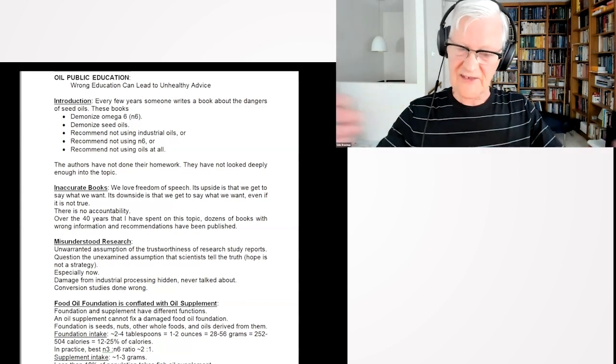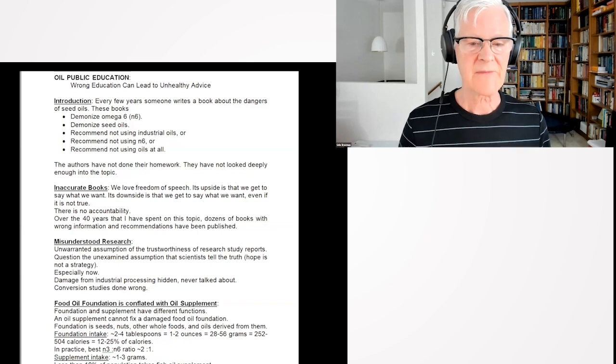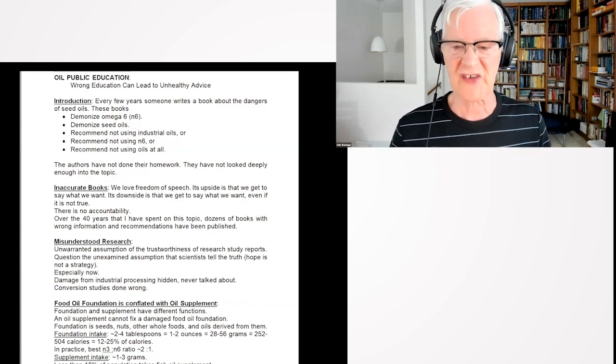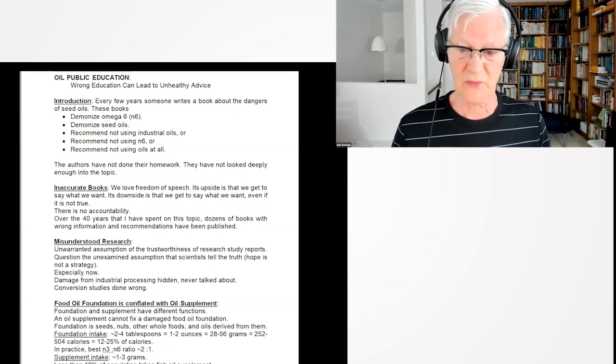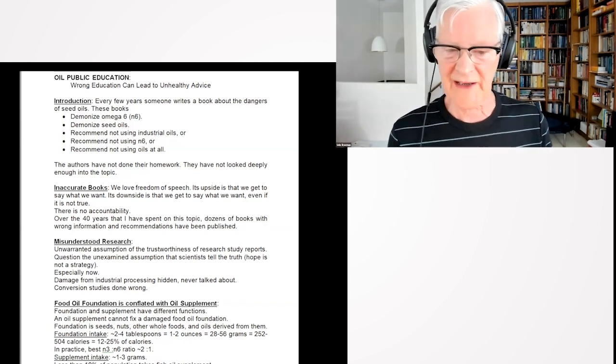And then the other thing that's happening is the research is either misunderstood. There's research now that says that 50% of what is published in the medical journals is actually wrong. And there are lots of reasons why people should not make the warranted assumption that everything they read in research study reports is correct. And there's lots of reasons why. The scientists don't always tell the truth. They are corruptible like everybody else.